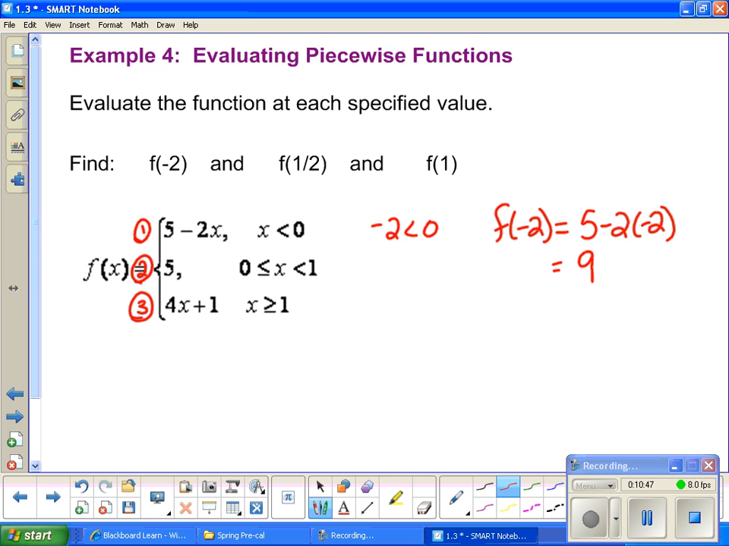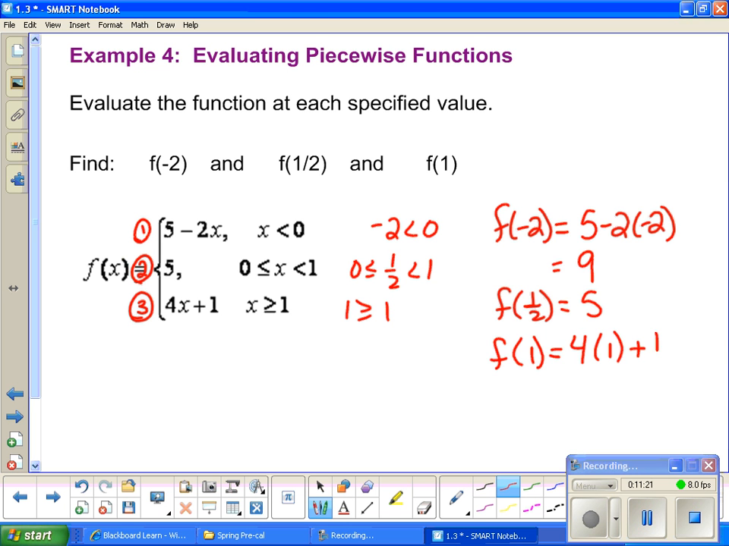F of 1/2, it's between 0 and 1. Now there's nothing in this equation 2 to substitute in, so anything between 0 and 1 is just equal to 5. And then if I'm looking at F of 1, 1 is greater than or equal to 1, so I'm going to evaluate it by substituting it into the third equation, which is also equal to 5.